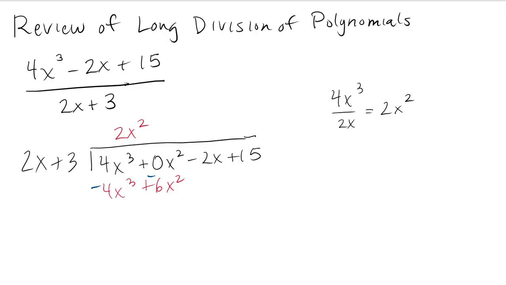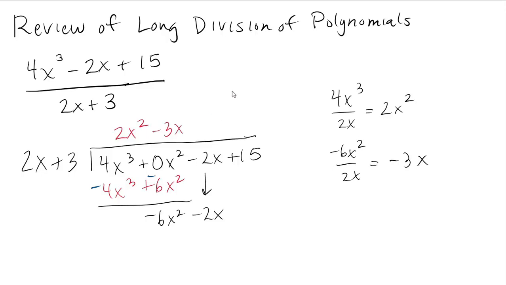Switch the signs because we're subtracting. 4x cubed minus 4x cubed is 0, good. 0x squared minus 6x squared is negative 6x squared. And then I bring down the next term. I play the same game. I take negative 6x squared and I divide it by 2x. That's negative 3x. That's the next term of my quotient.